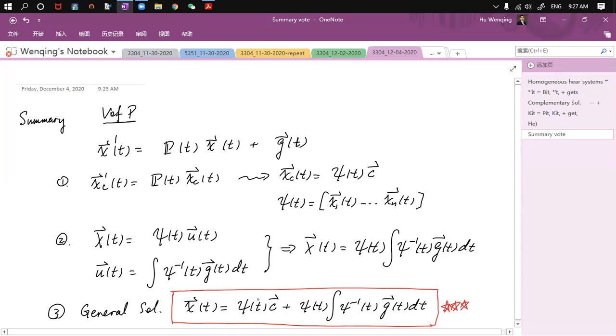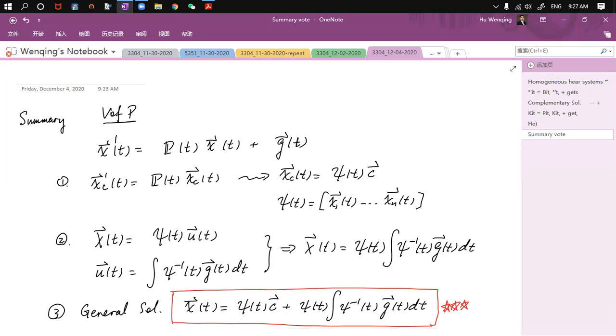Once you have the fundamental matrix, all the information is incorporated into the fundamental matrix, as well as the non-homogeneous term. You just have to calculate, right? Just calculate the fundamental matrix Φ(t) multiplied by a constant, plus Φ(t) times the integration of Φ inverse of t multiplied by the right-hand side. So that's what you're going to do for this type of problem.